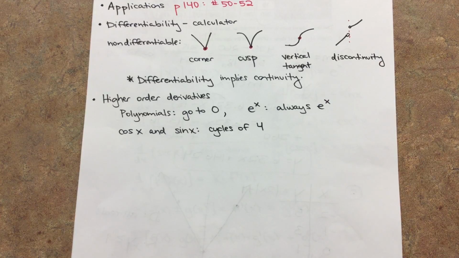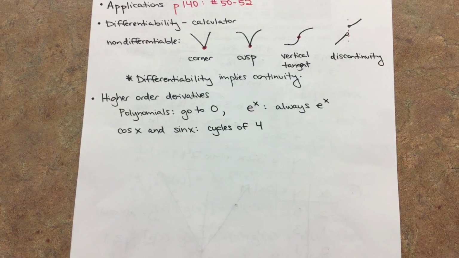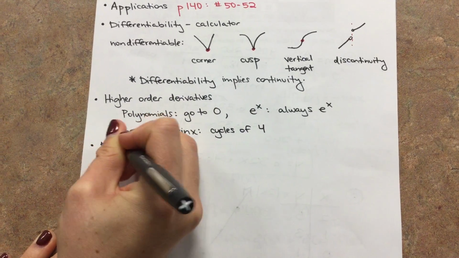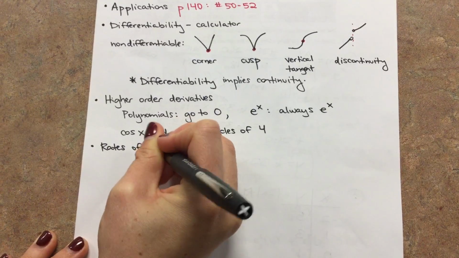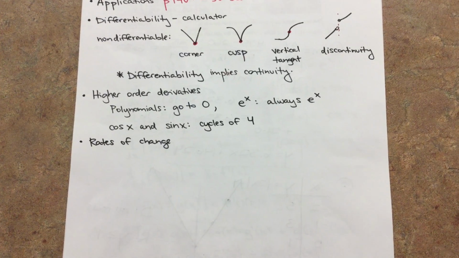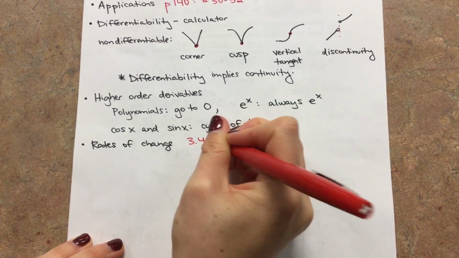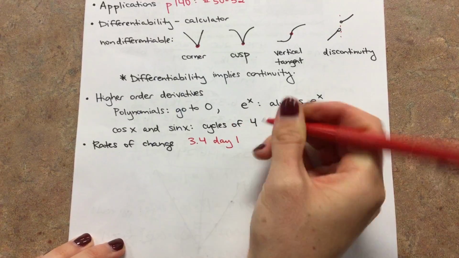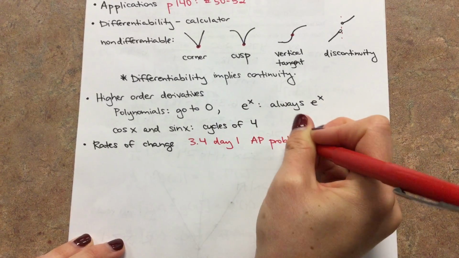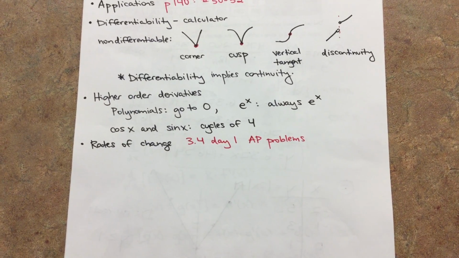Okay, last thing. Rates of change in particle motion. So our last section, 3-4. Well, 3-6 we already covered earlier. So rates of change and then particle motion. Rates of change were 3-4, and I just want to refer you guys to the 3.4 day 1 AP problems. I will show you what those were in the notes really quickly.